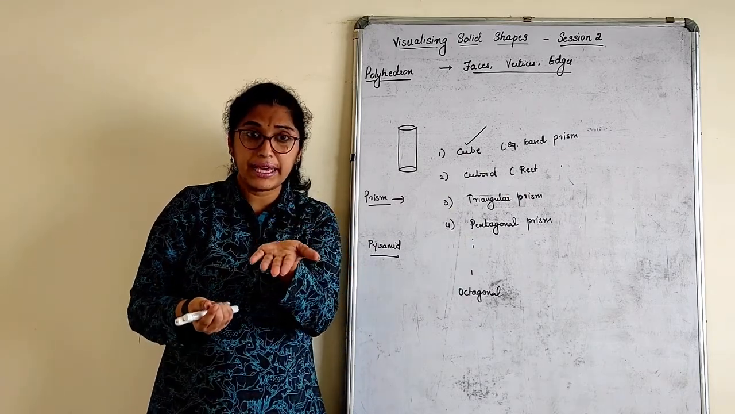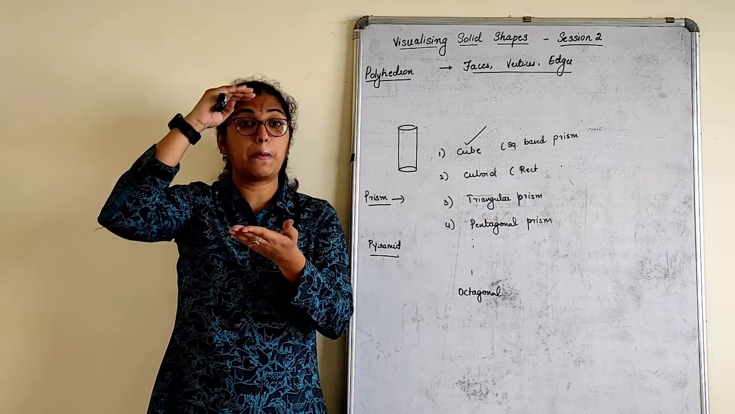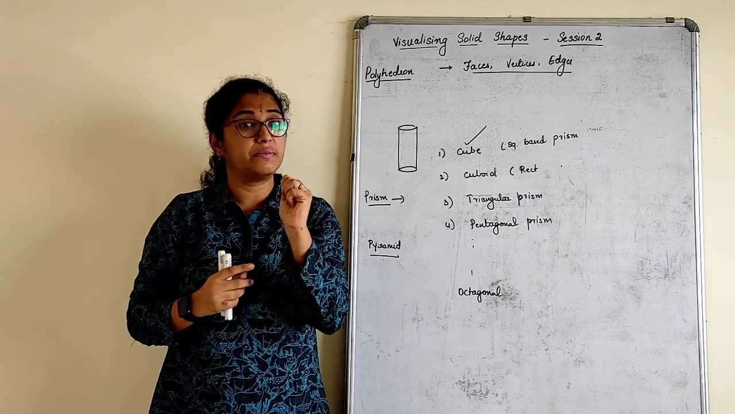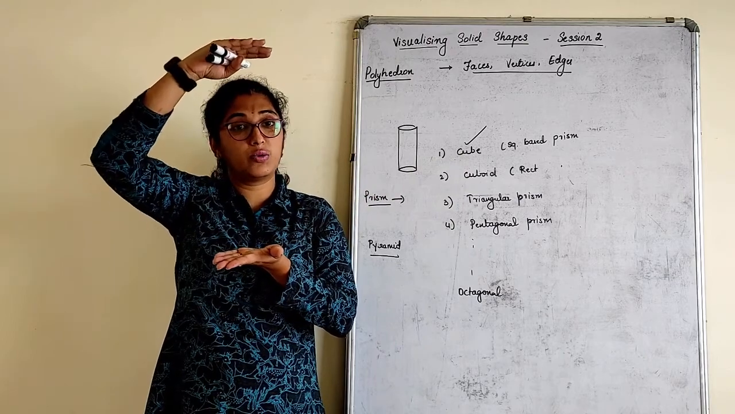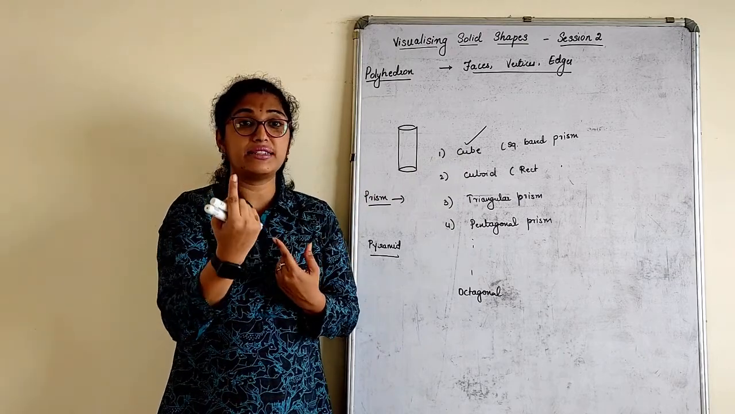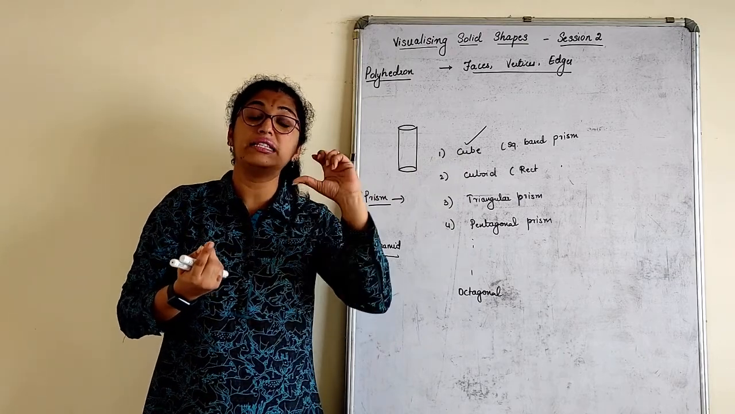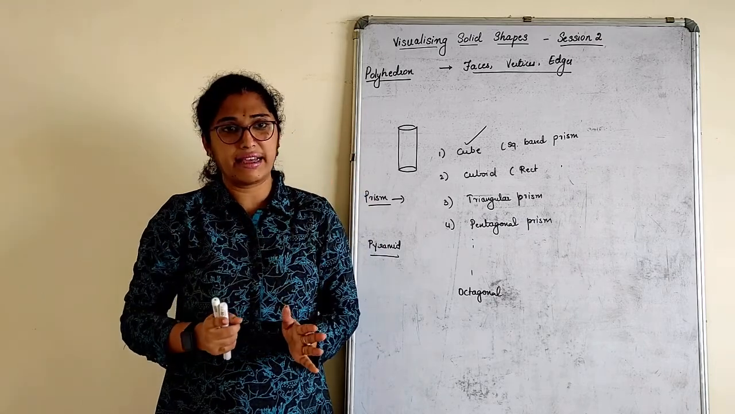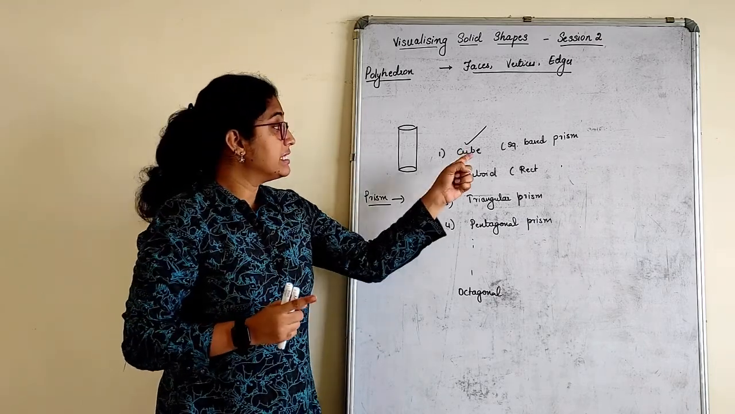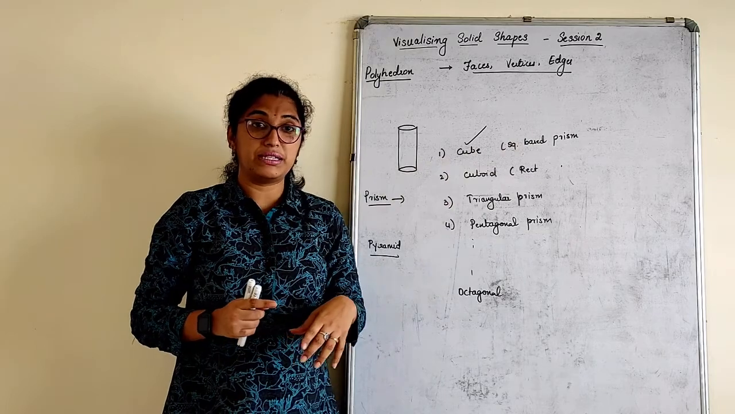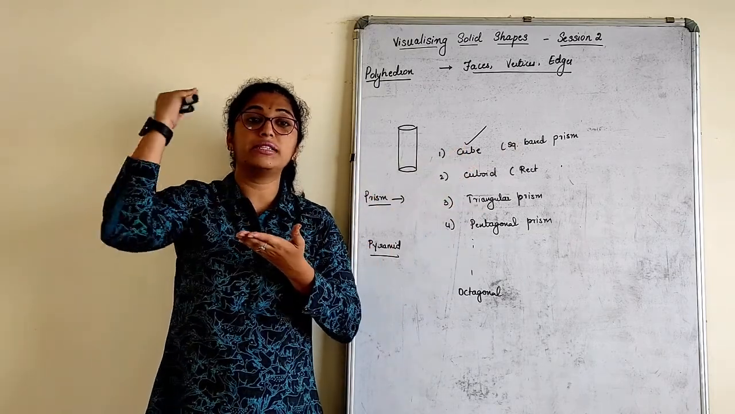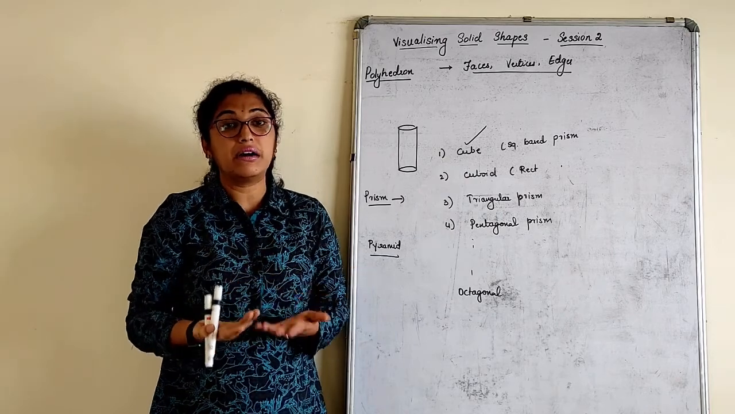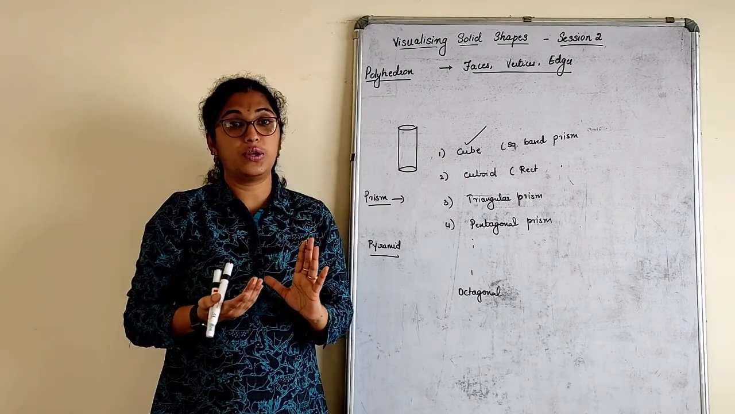So, always the base and the top are the same. Based on that, we identify the prism. If the base is a square, the top also has to be a square. Then what about the side faces? Now, side faces are always rectangles in a prism. Since it is a square-based prism here, a cube can also be called a prism because every face will represent a square only.